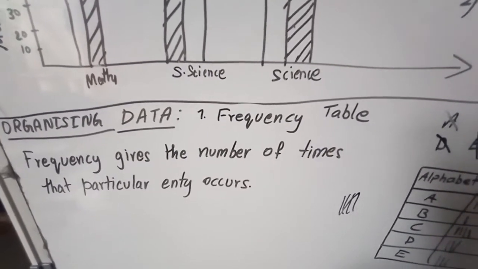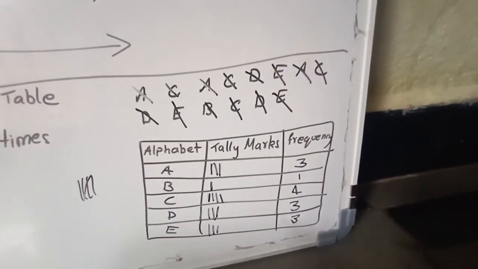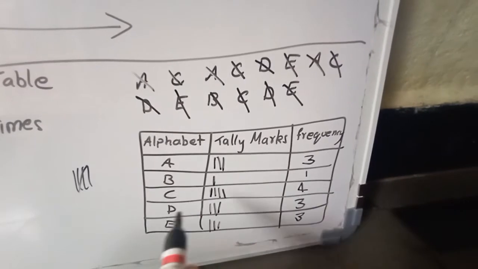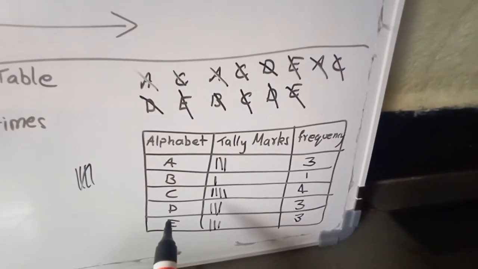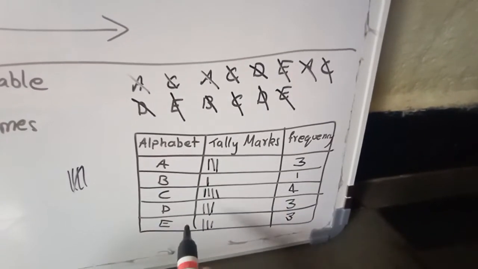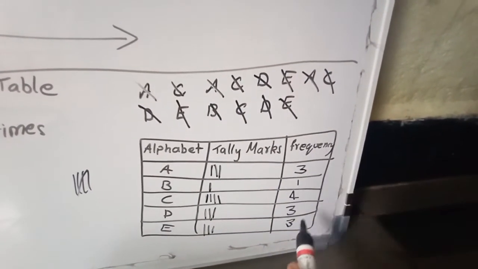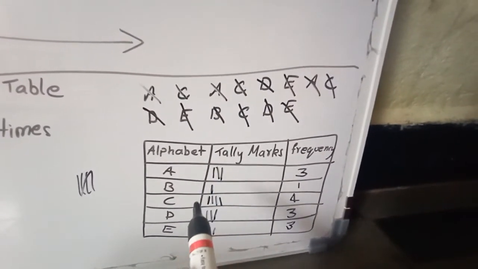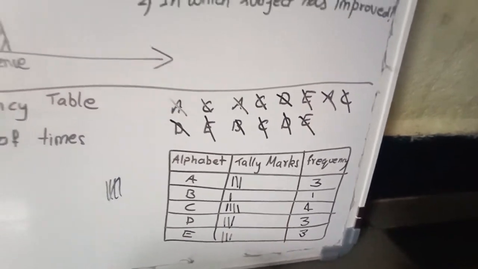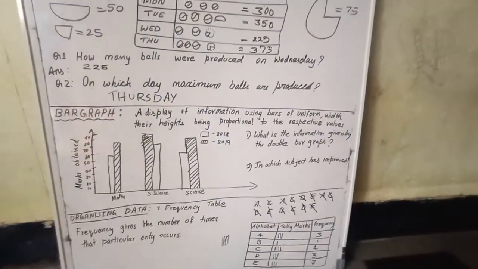By this table also we will get a lot of information: which alphabet repeated the highest number of times, that is C. Which alphabet repeated the least number of times, that is B. A few alphabets repeated the same number of times: those are A, D, E. In this way we will get the information.